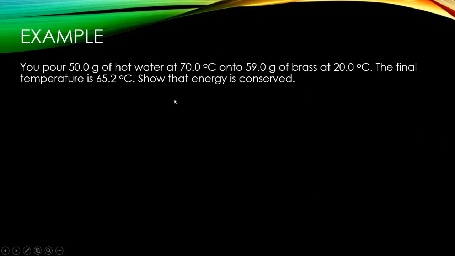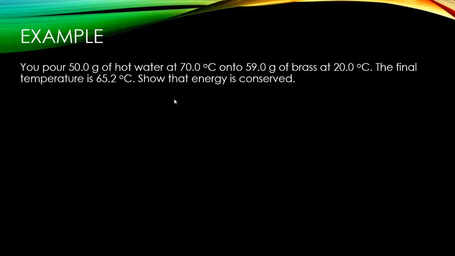So here's an example. If you have 50 grams of hot water at 70 degrees Celsius, and you pour that onto 59 grams of brass at 20 degrees Celsius, and the final temperature is 65.2, try to prove that the energy is conserved. Okay, a couple things here.